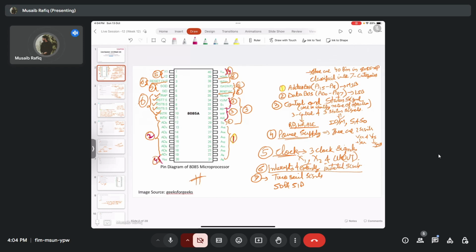VCC is connected to plus 5 volt, and VSS is connected to ground. Then we have the fifth category, that is clock. Three clock signals are there, X1, X2 located here, and there is clock out located here. Then we have interrupt signals and externally initiated signals, which are located here, here, here, here also. And then we have two serial signals, SOD and SID, right here.